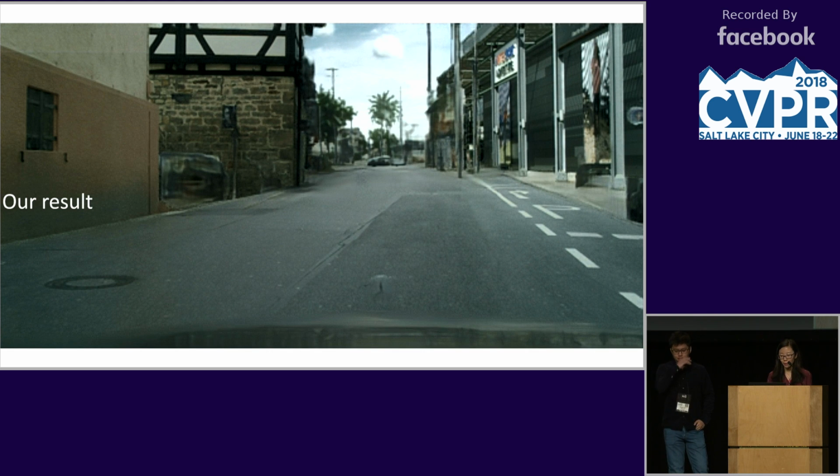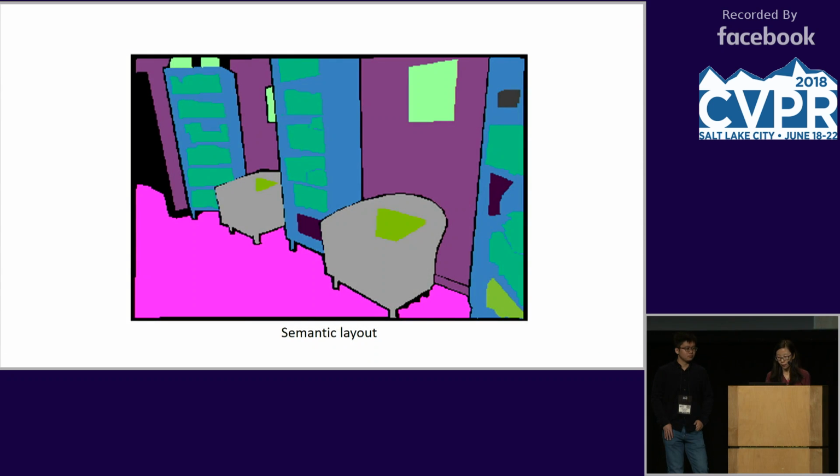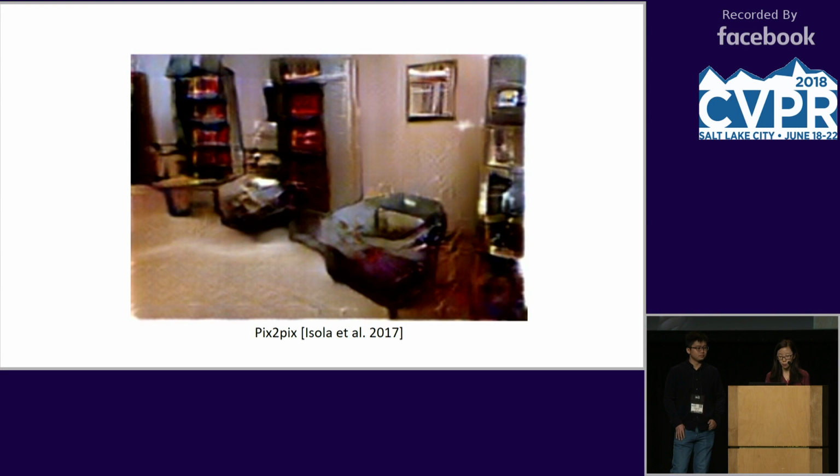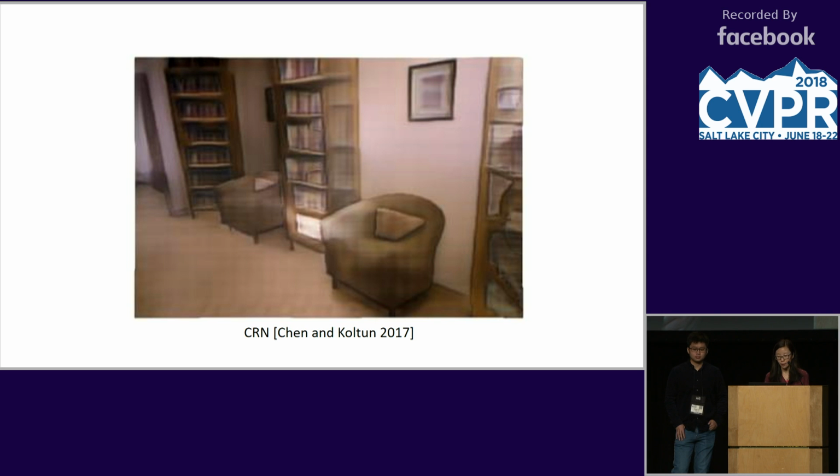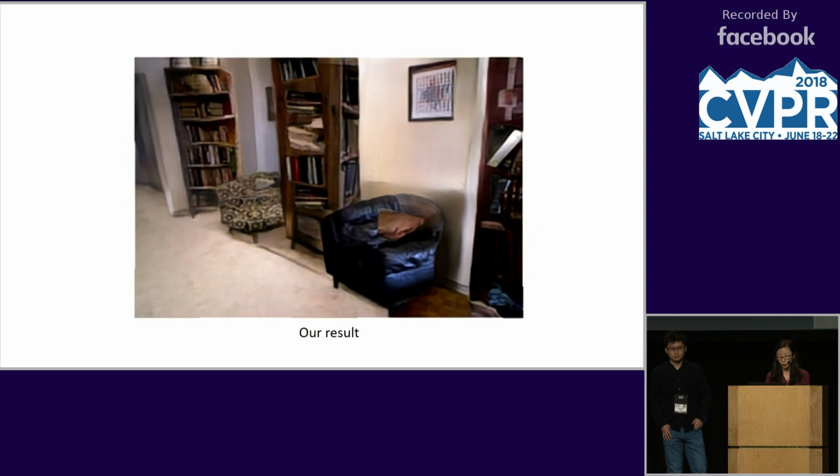We believe that someday deep learning may revolutionize how graphic images are rendered. Deep networks could be used to render images directly. Here is an example from the Indoor NYU dataset. This is the semantic layout. This is the result produced by Pix2Pix, result produced by CRN, and finally, this is our generated images.